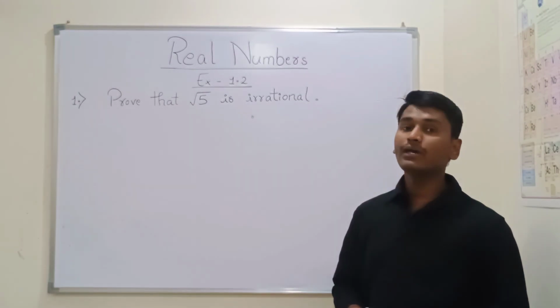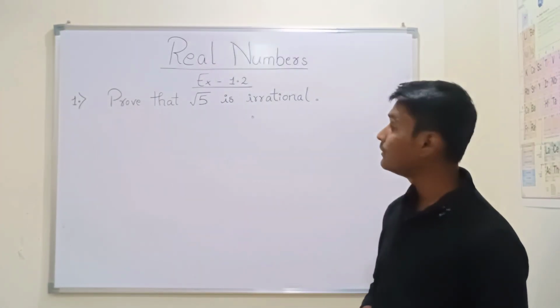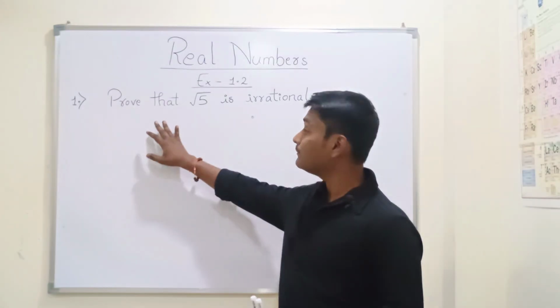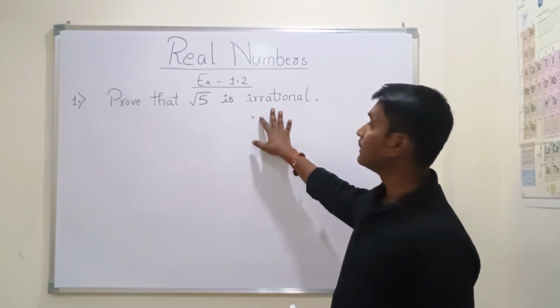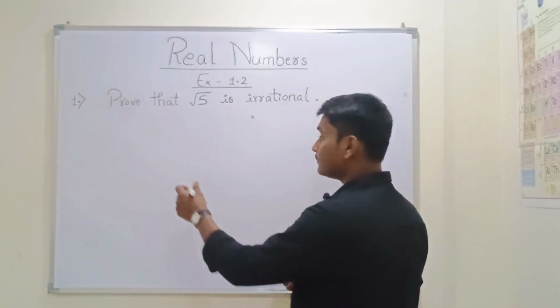In the previous video we have completed exercise 1.1 and now we will proceed with exercise 1.2. So we have the first question here, prove that root 5 is irrational. In this type of questions we start with a contradiction and assumption.